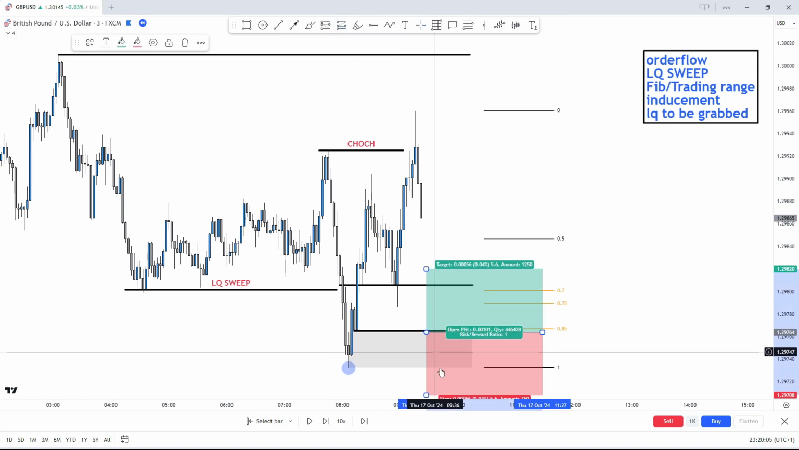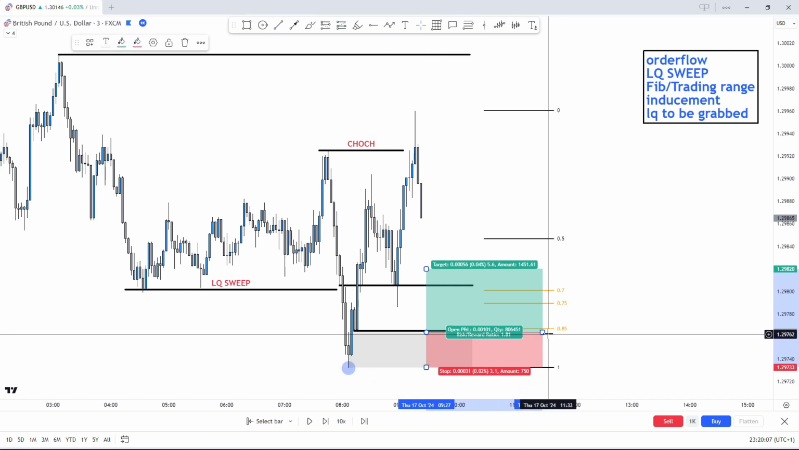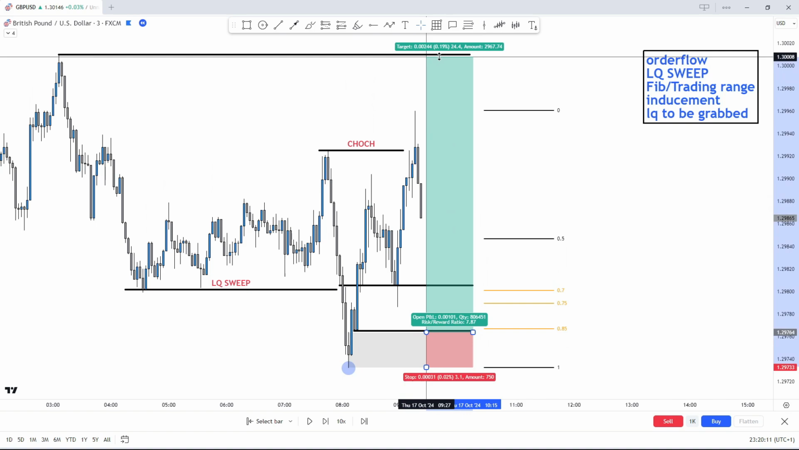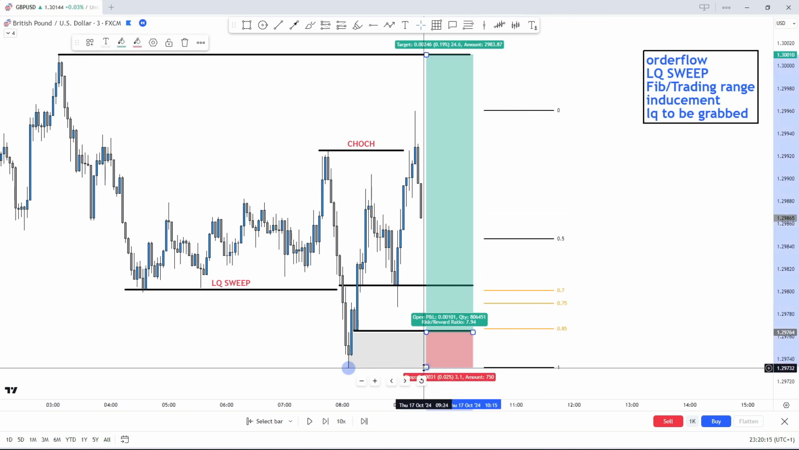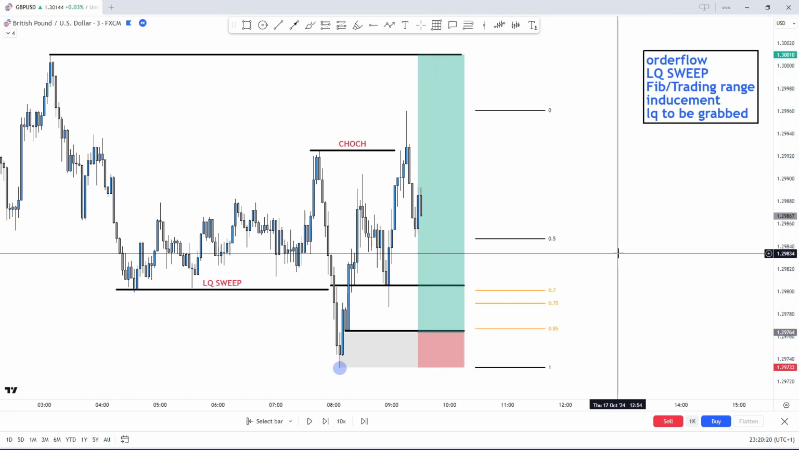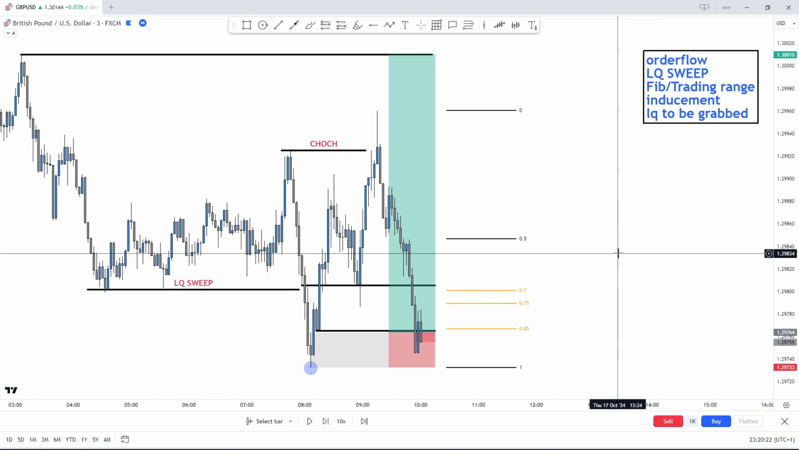So you guys can see we have this demand zone over here. We put the TP over here. It's actually a 1-to-8 risk to reward trade. Everything looks good. So let's get this trade live.